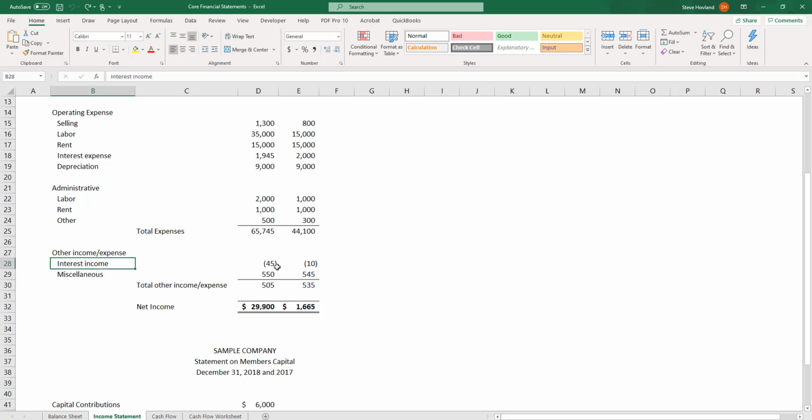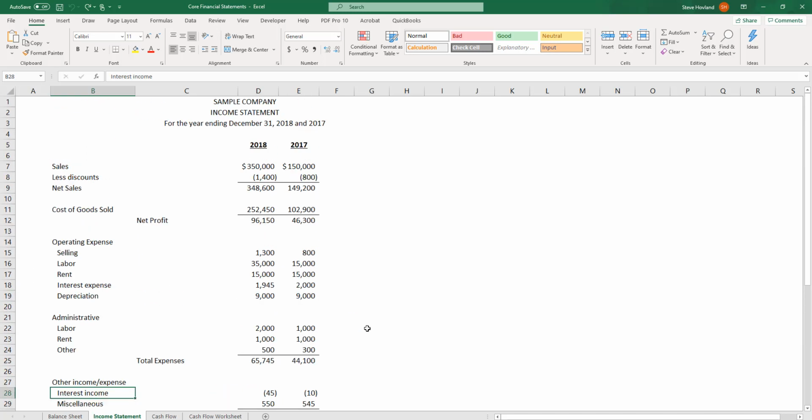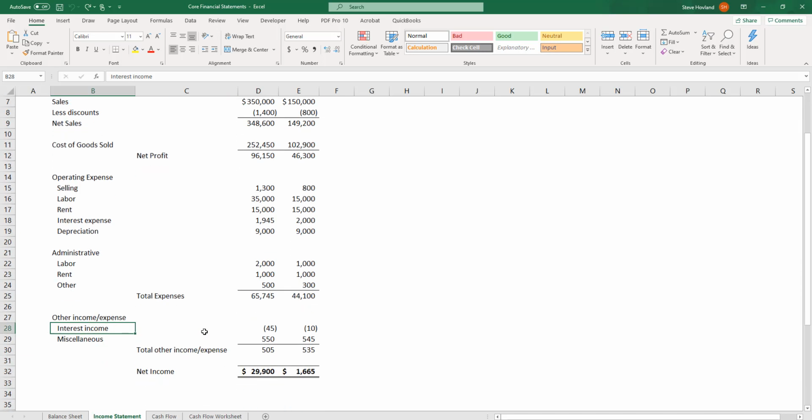And then of course, interest income. This is not revenue. You're not in the business of investing funds and getting income from that. If you are, then obviously interest income would be up here because that would be part of your operations. But in this case, no, it should be down here in this other income expenses.